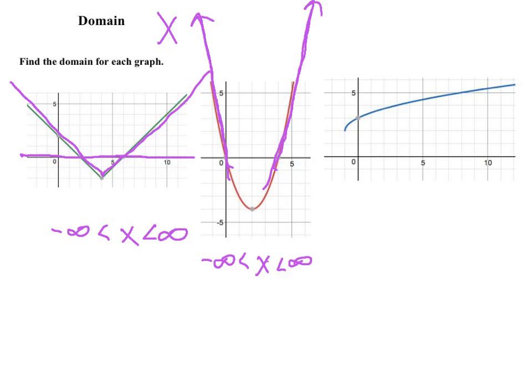Now let's take a look at the last graph. This last graph is going to be the square root graph. Notice that at this point right here, the graph stops. But the graph keeps going up and to the right. So, because it goes up and to the right, my x values are going to be less than infinity. But notice where it stops on the left-hand side. If I draw a line down, it stops at -1. So my x value has to be greater than or equal to -1.